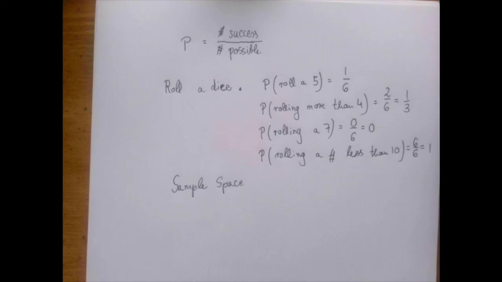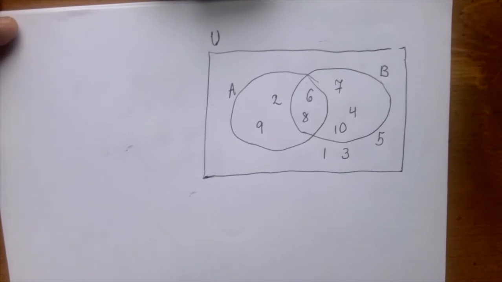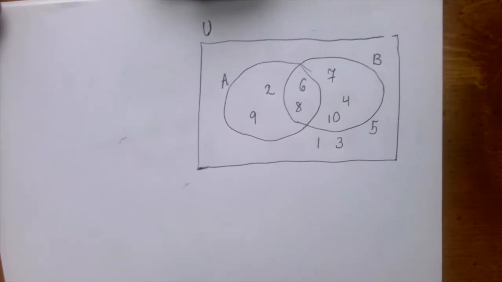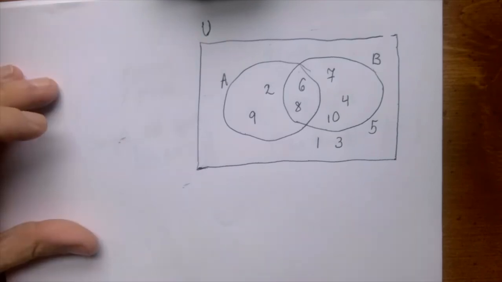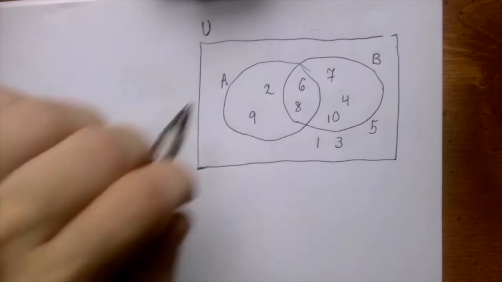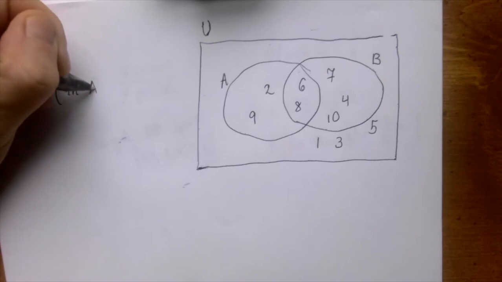Alright, let's look at this other one. So this is our usual Venn diagram with our usual universal set, the integers from 1 through 10. And now we're gonna answer some probability questions about it. We randomly pull one number out of the 10. What is the probability that we're pulling a number that's in A?